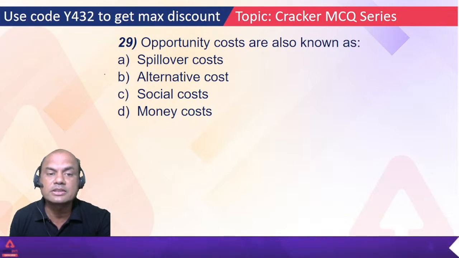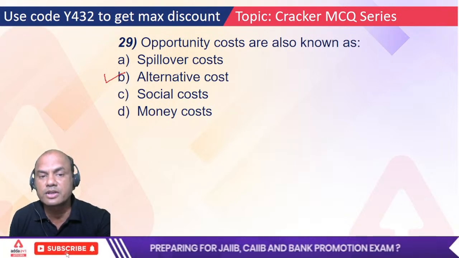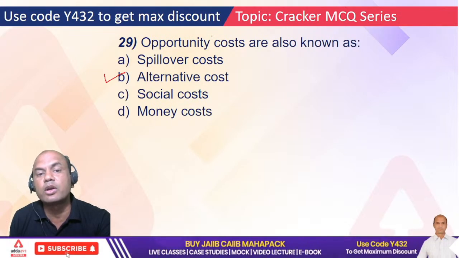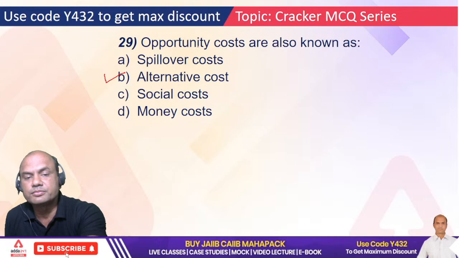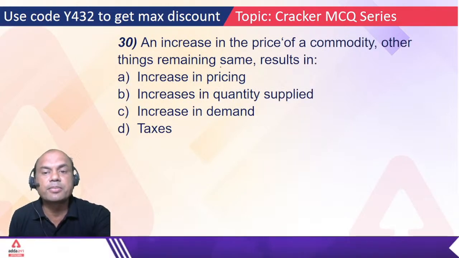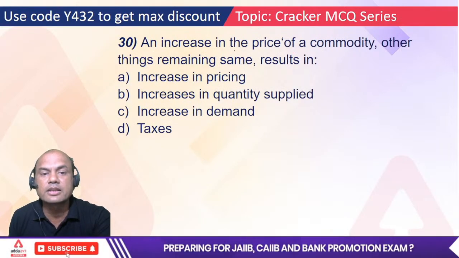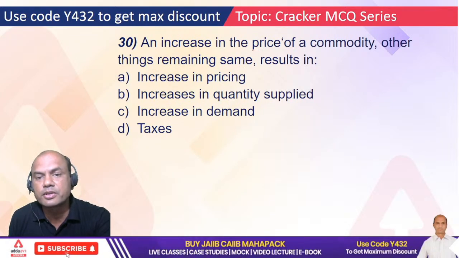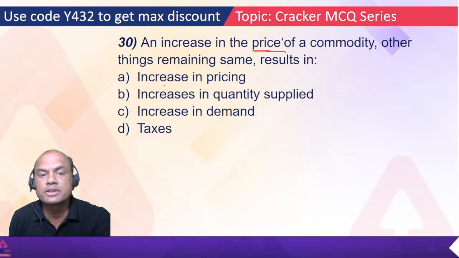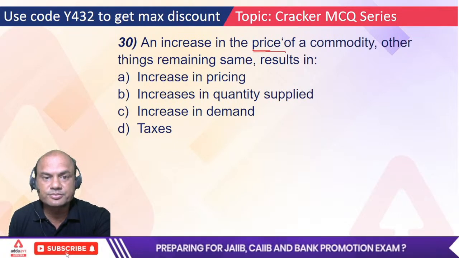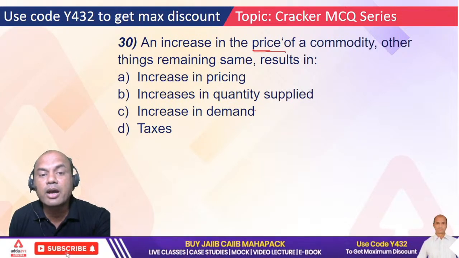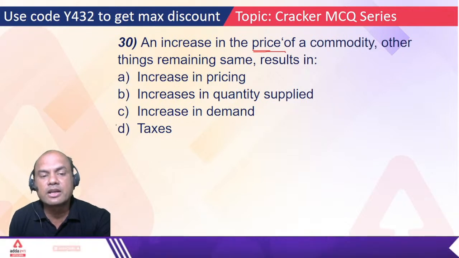Okay, so the answer is B, alternative cost. Alternative, right? Instead of FD, I invest in mutual fund. That is alternative. Okay, an increase in the price of a commodity, other things remaining the same, results in. Suppose the price of a commodity increases, what happens? Increase in the quantity supplied, increase in demand, and taxes. So here I'll give you one hint. D is out.